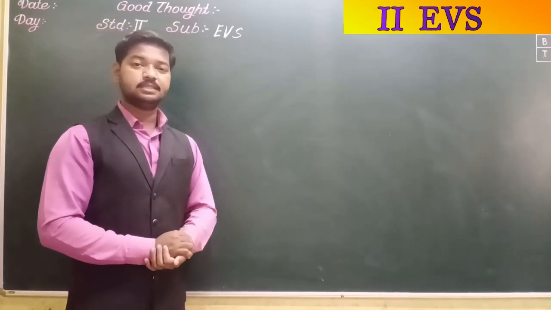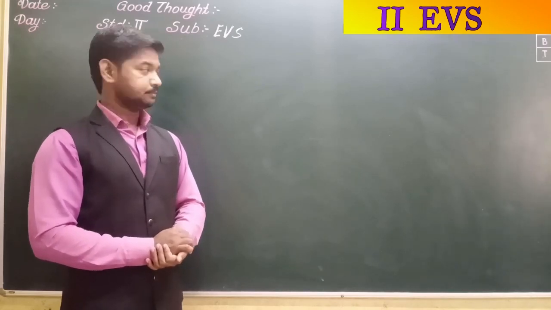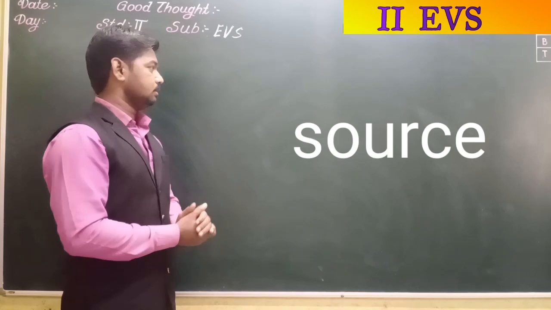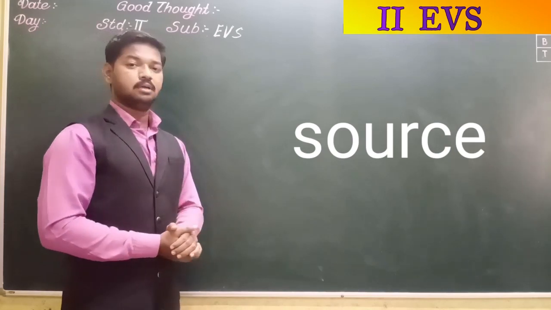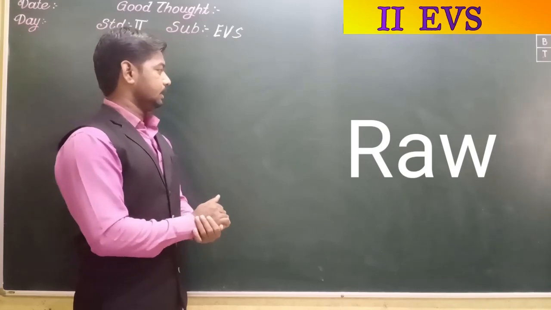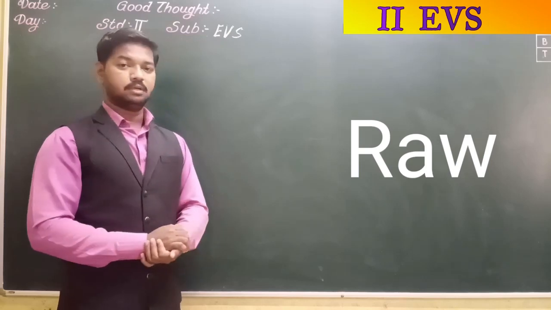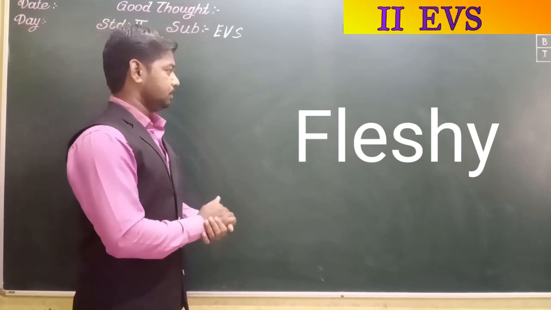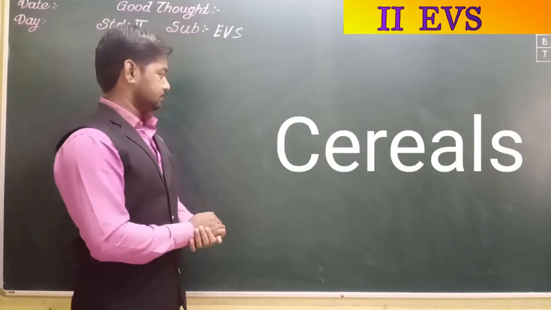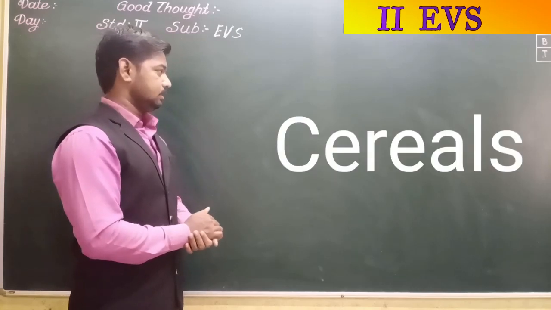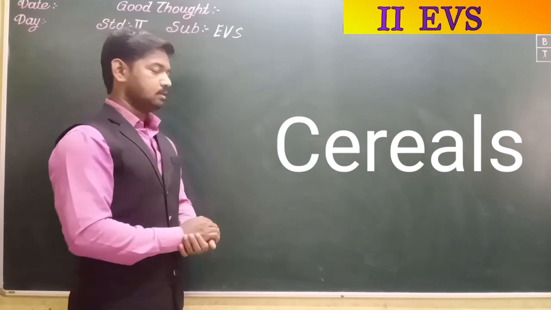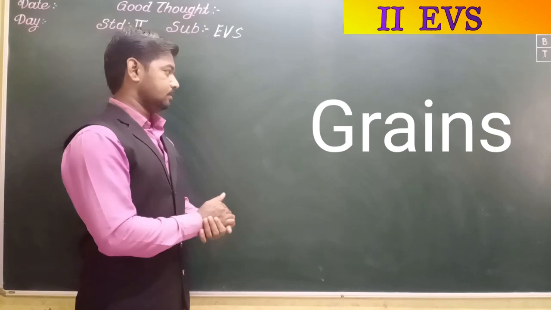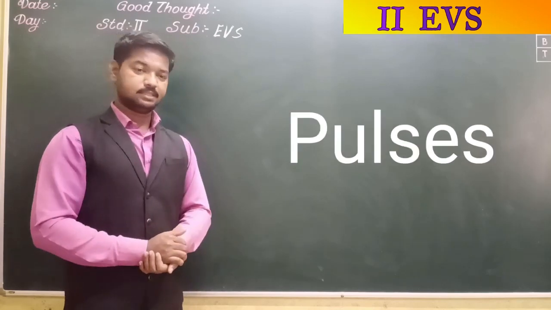Okay. Now I'll give you new words. You have to copy these new words in your notebook. Number one, source. Number two, raw. Number three, fleshy. Number four, cereals. Number five, grains. Number six, pulses.